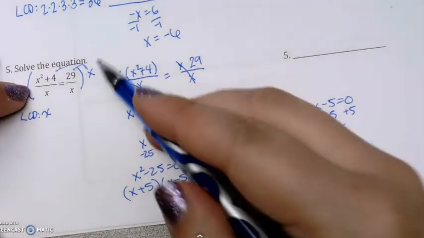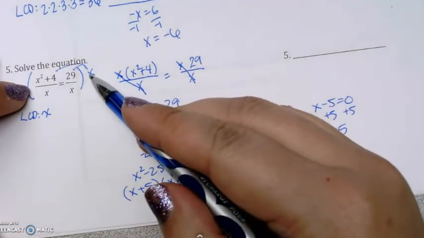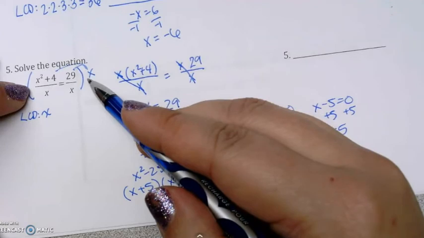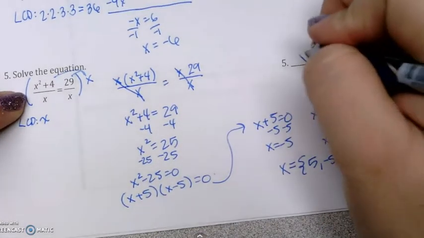So we check our denominator of x. If it's 5, it's not 0. If it's negative 5, it's not 0. So both of these answers are okay.